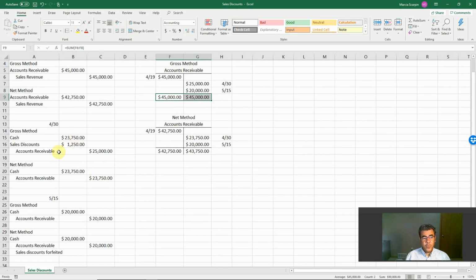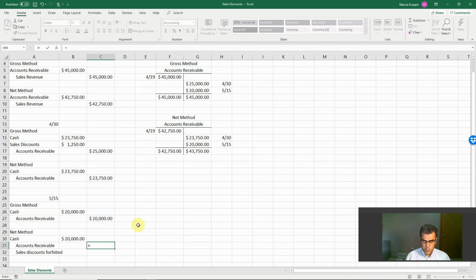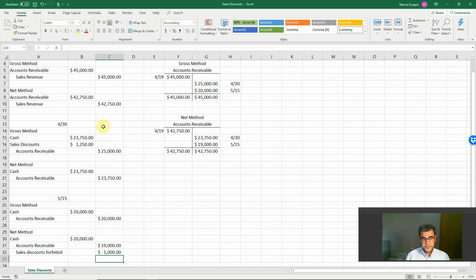Remember, we are working on the accounts receivable with the net number. So we need to record here my net number as well. So 20,000 times 95%. Now it is balanced. However, my journal entry is not balanced. So we record here a revenue that is the sales discount forfeited. Okay. And then we have our numbers and journal entries balanced.